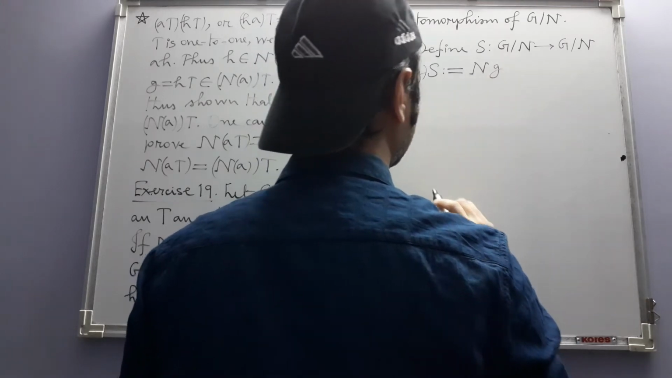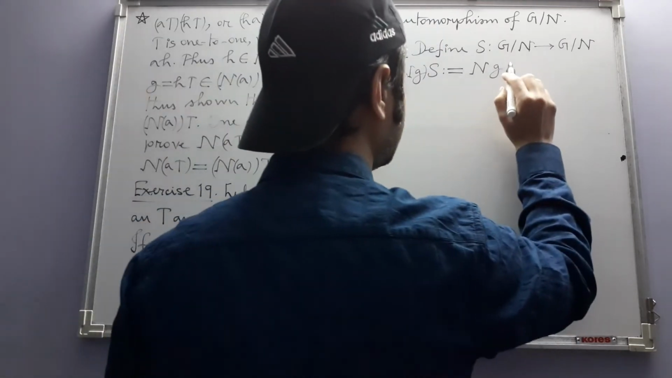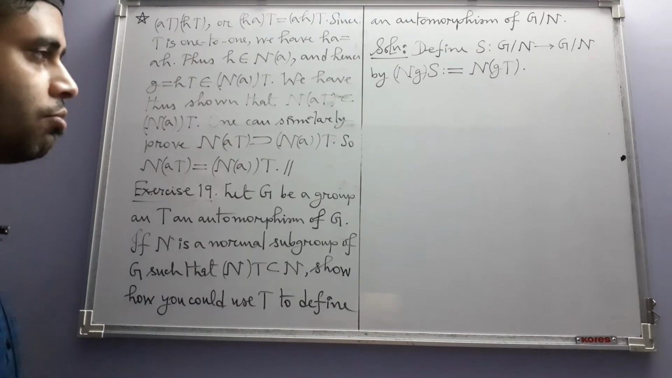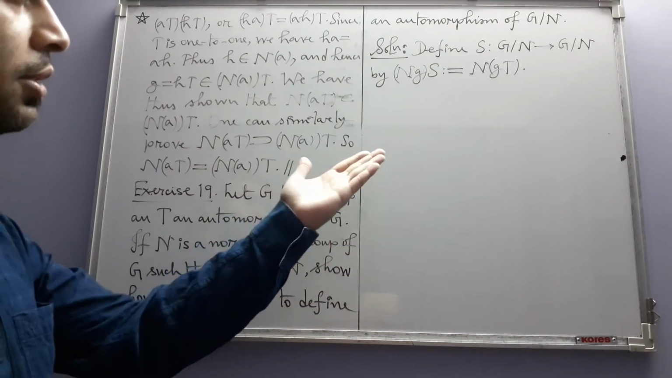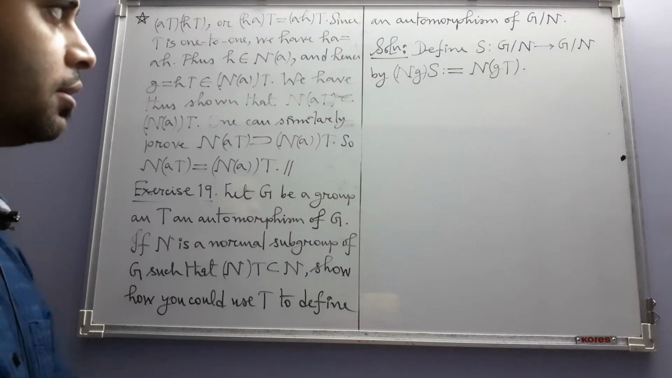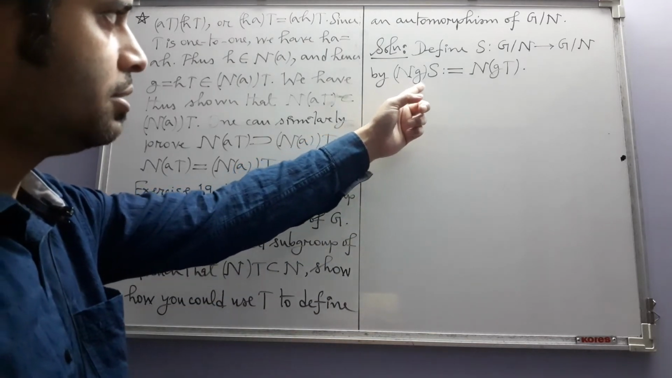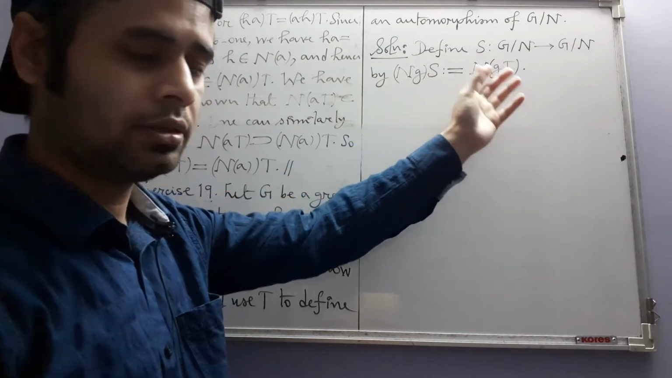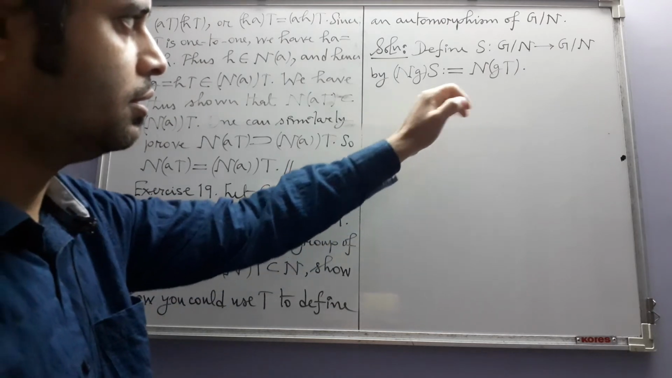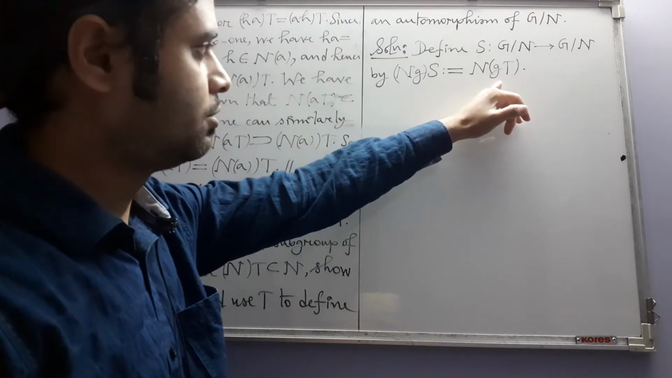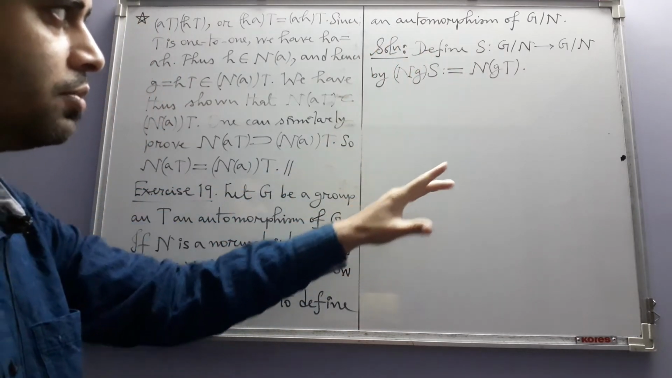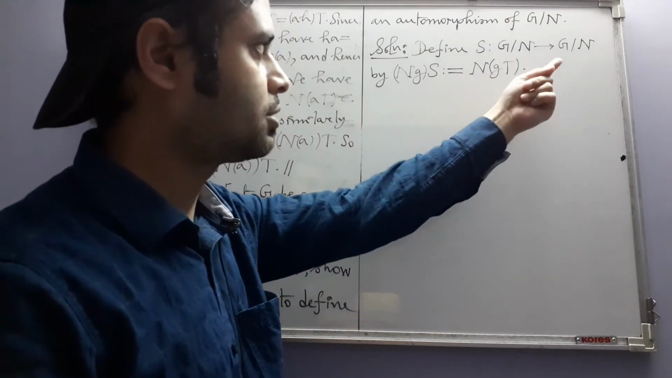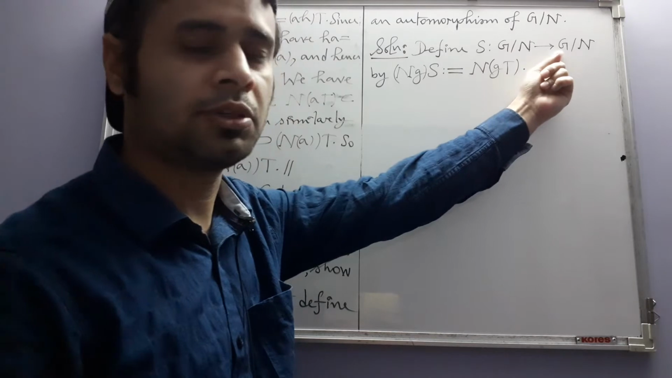And somehow we have to use T. So what could be more natural than to define S like this? Here we have started with the right coset Ng of N in G, and we have ended up with this. This is again a right coset of N in G, and we have used T also. Note that because T is an automorphism of G, gT again is an element in G. So this actually is a right coset of N in G, because this gT is coming from G.